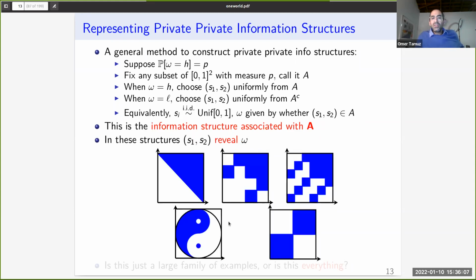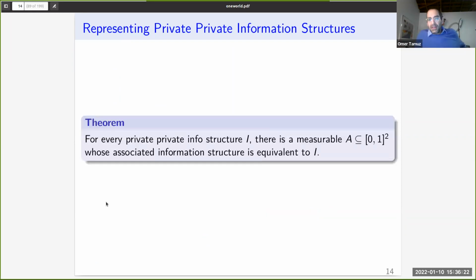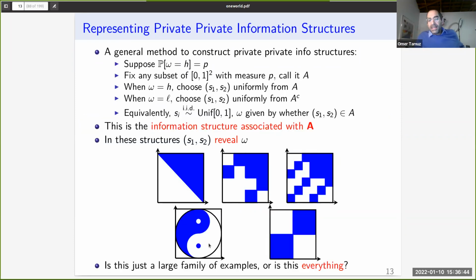In all these structures, these are the examples we had, but you can just take any set A like this one. The pair S1, S2 reveals omega. And you can ask, is this just a big family of examples or is this everything? And the answer is that it's everything. Up to equivalence, for every private-private information structure I, there's some measurable set on 0, 1 whose associated information structure is equivalent to I. So up to equivalence, I can assume that every information structure is like these examples that I constructed, where I take some subset of the unit square, and that subset is where the state is high, and the rest is where the state is low.